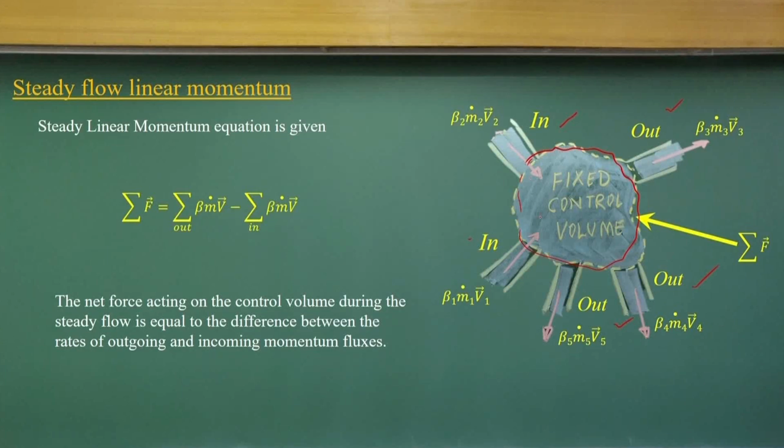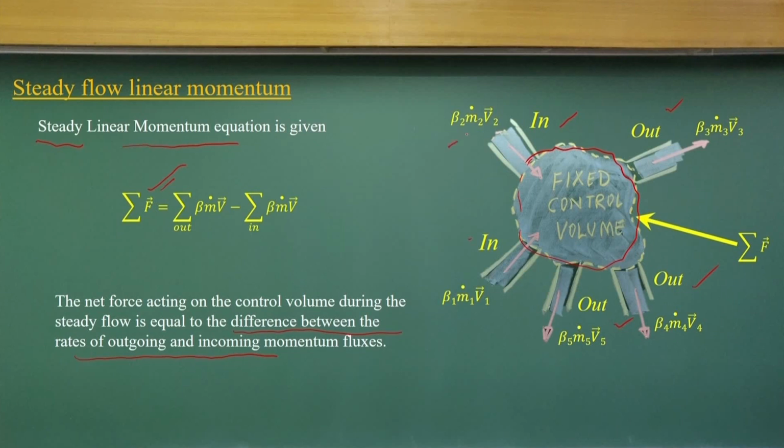The sum of the forces will act on this. If it is a steady linear momentum equation, the time derivative component becomes 0. So, we will have the sum of the forces equal to, still in vector notation, in case of steady flow, the difference between the rate of outgoing and incoming momentum fluxes. So, we sum the momentum flux coming in as inflow, that means the mass flux into the velocity, that is the momentum flux.